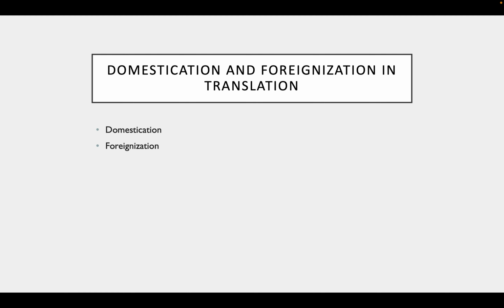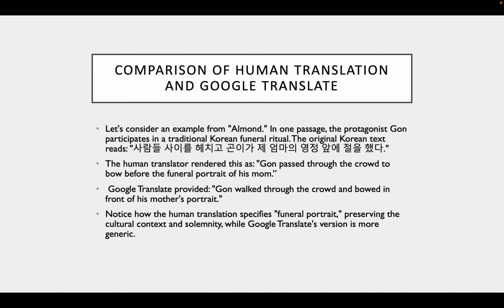Domestication makes a foreign text familiar to the target audience, often adapting cultural references to fit the target culture. Foreignization, on the other hand, retains the original cultural elements, allowing the reader to experience the text's foreignness. Let's consider an example from Almond. In one passage, the protagonist Gon participates in a traditional Korean funeral ritual.